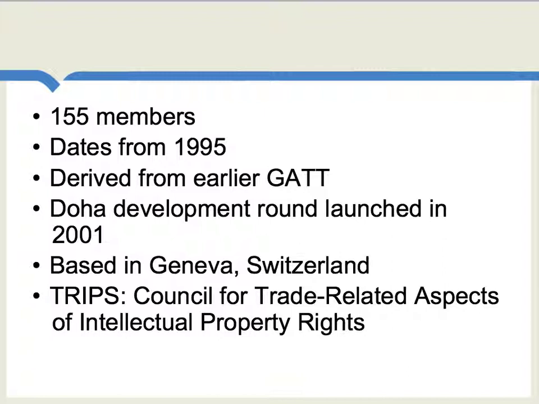But keep in mind that since World War II, a lot of tariffs have already come down quite a bit, except for the area of agriculture, and getting further gains on lowering tariffs at this point actually has proven fairly difficult. The WTO is based in Geneva, Switzerland, and there's also a part of it which oversees intellectual property, and that's called TRIPS, which is an acronym for Council for Trade-Related Aspects of Intellectual Property Rights.